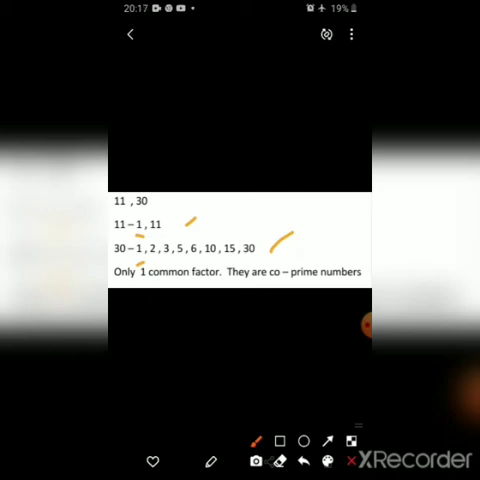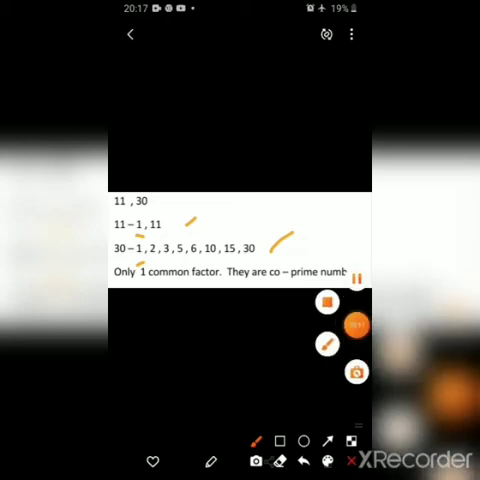What is a prime number? Prime numbers have how many factors? Prime numbers have two factors, one and the number itself. Composite numbers have more than two factors.